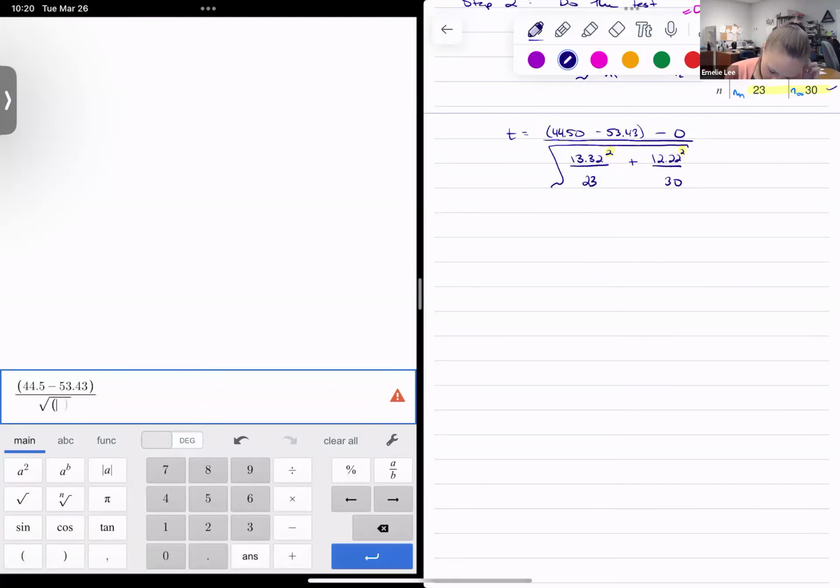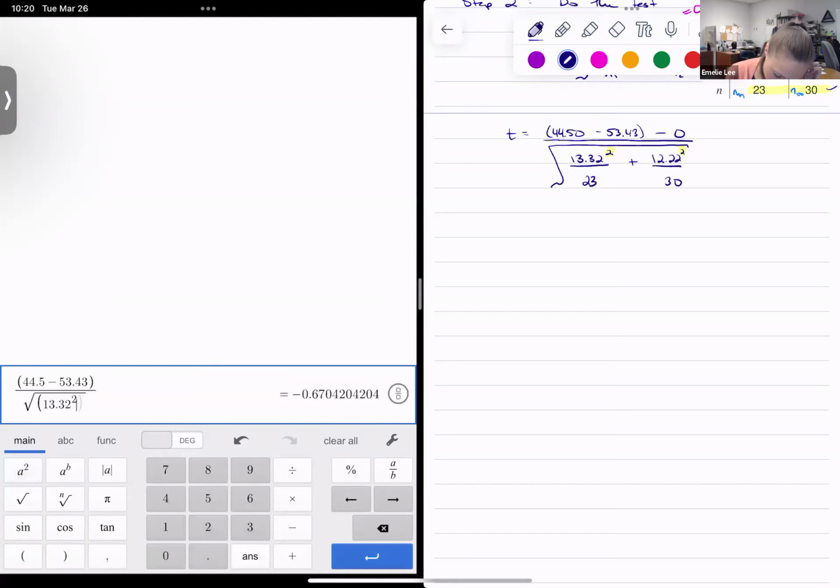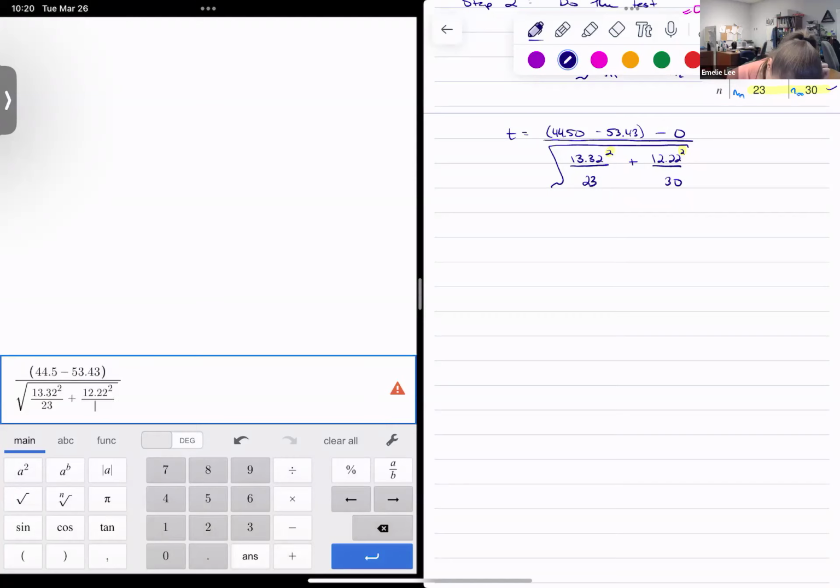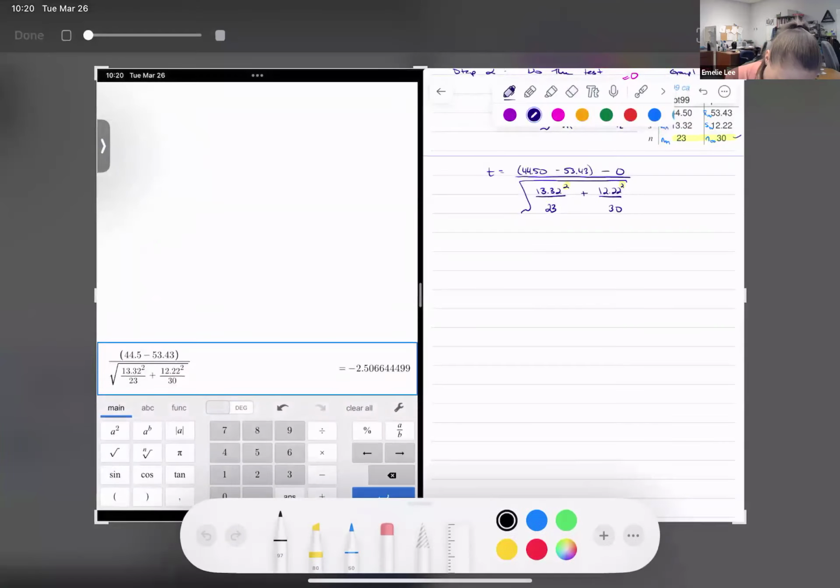I'll put a bracket, 13.32 squared divided by 23. I don't think I need those brackets. Let's see here. Divided by 12.22 squared. Okay. To clean it up a little bit, I'll ditch these brackets there. Divided by 30. I think that's good. I'll screenshot that and bring it in.